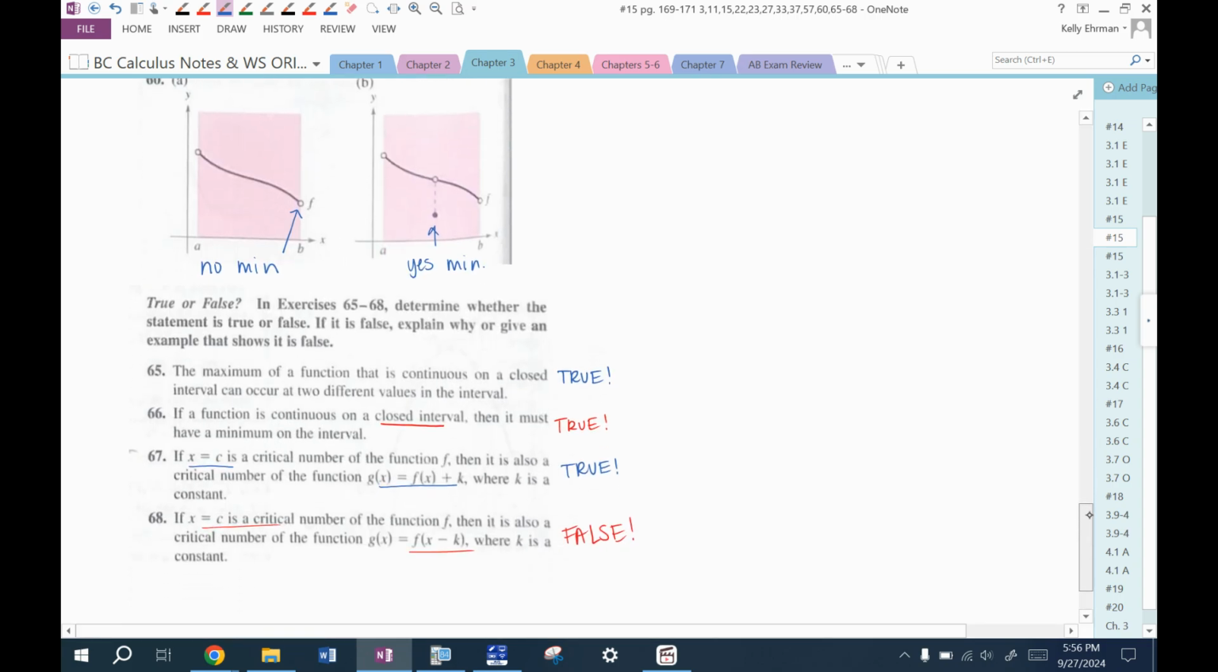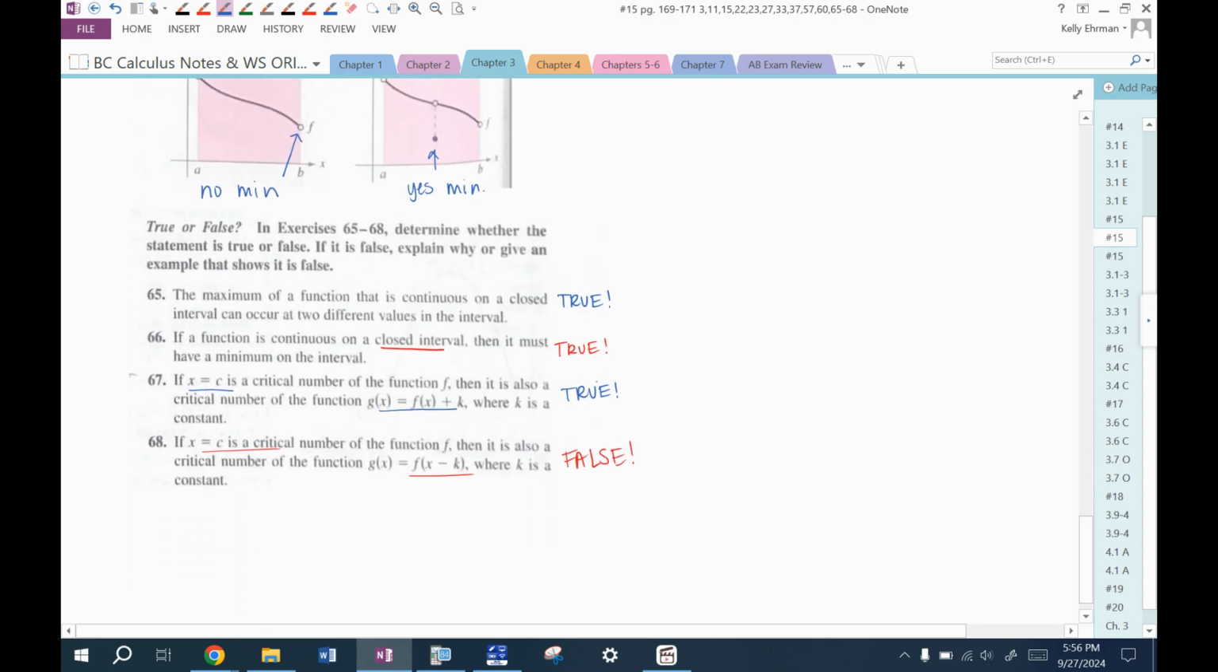Okay, true or false section. I kept my answers up here, so they're all true except the last one. Let's just go through and sketch some examples here. The maximum of a function that is continuous on a closed interval can occur at two different values. It just says can, not that it must occur at two different values.